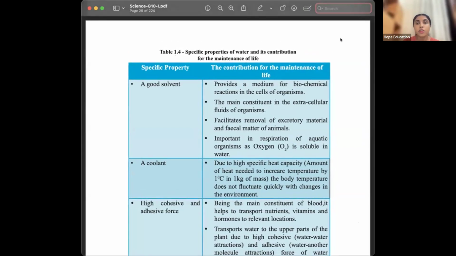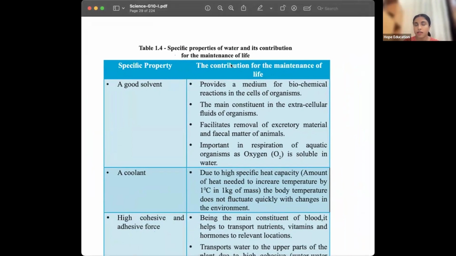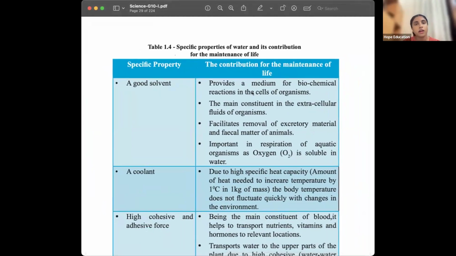Now here we are going to be talking about specific properties. Specific properties can be special. These properties of water are very special. We talk about what these properties are, and then next we are going to talk about how they contribute to maintain life. How these contribute for all organisms to live, right? Let's see. Water is a good solvent. What is a solvent? In your own terms, what do you think a solvent means? What do you think a solvent is?